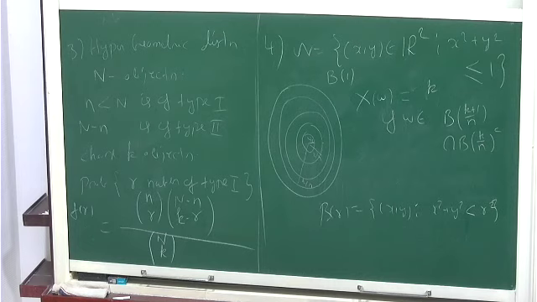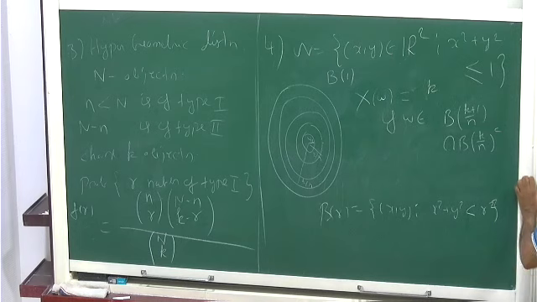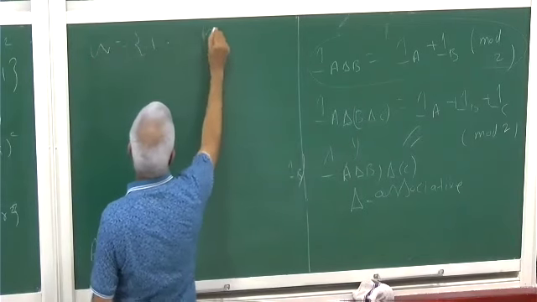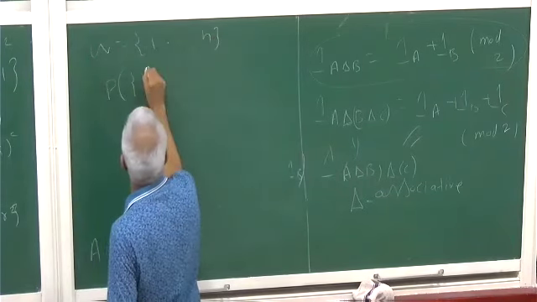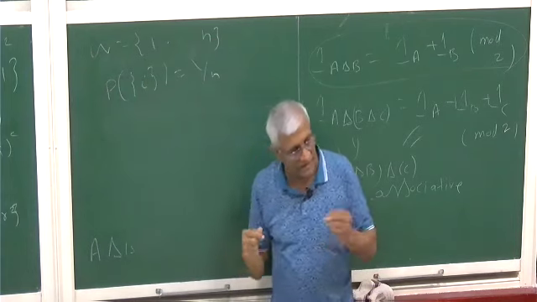I defined what is called a uniform distribution. If the probability space contains n elements, then each element having probability 1 by n is called a uniform distribution for a finite space. So if your omega is 1 to n, then you define the probability of the singleton {i} equal to 1 by n. Each point has probability 1 by n. This is a uniform distribution.